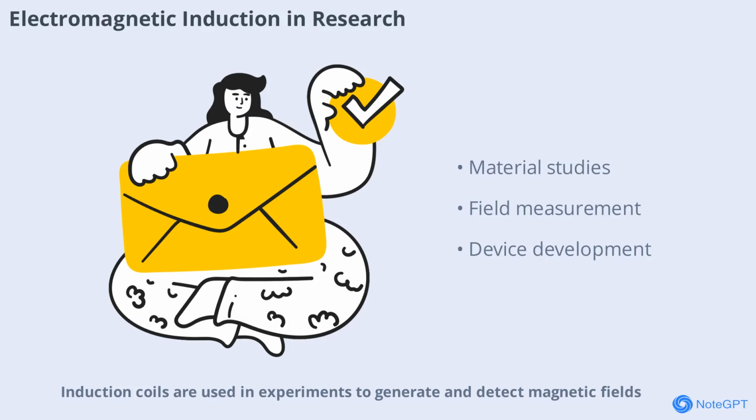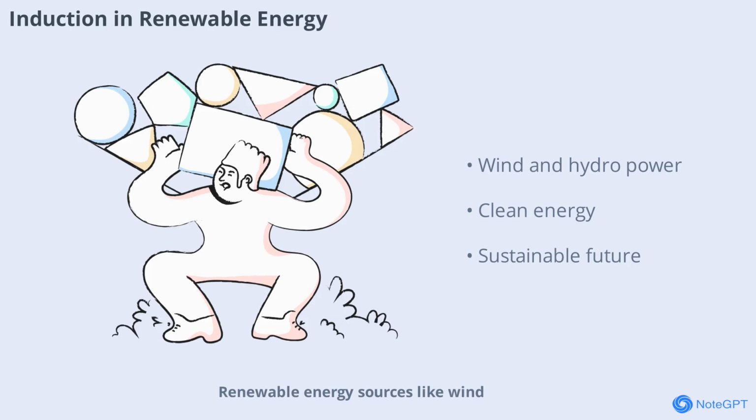Induction coils are used in experiments to generate and detect magnetic fields, helping researchers understand the properties of different substances and design innovative devices. Renewable energy sources like wind and hydropower rely on electromagnetic induction. Wind turbines and hydroelectric generators use spinning rotors and magnetic fields to generate electricity without burning fossil fuels. This clean energy production is essential for a sustainable future and demonstrates the ongoing importance of induction.